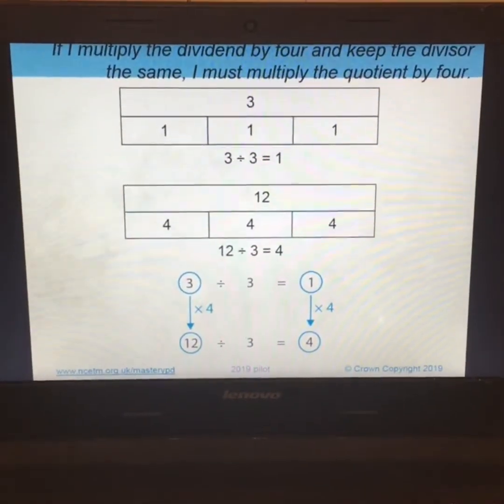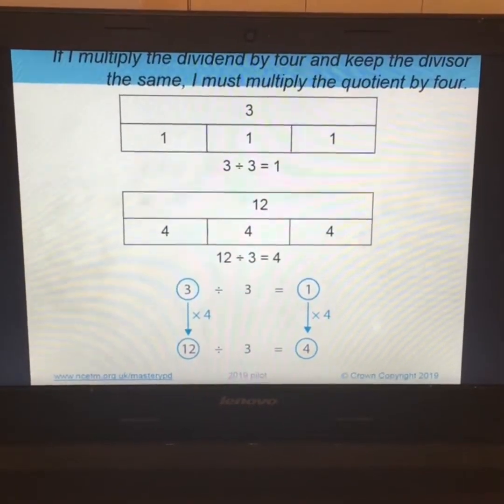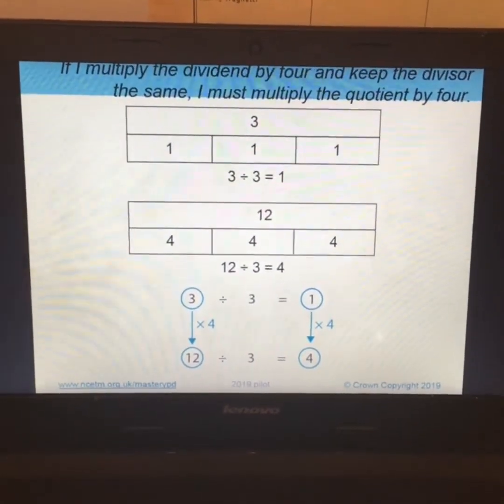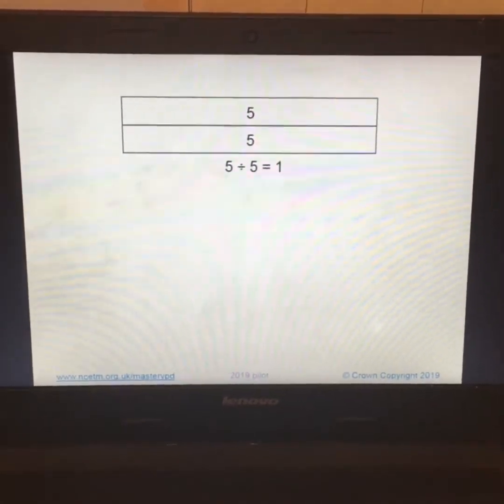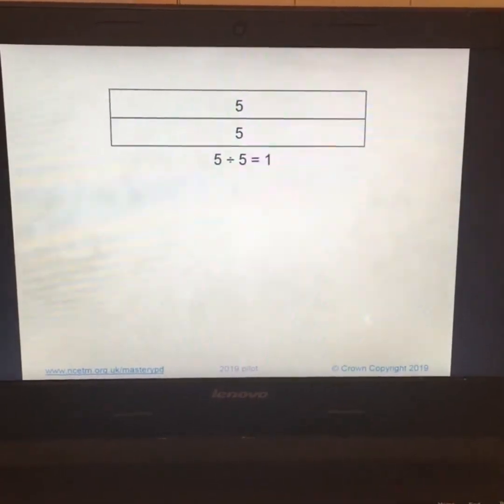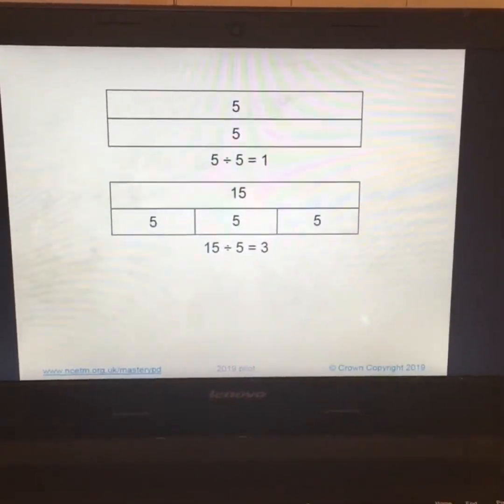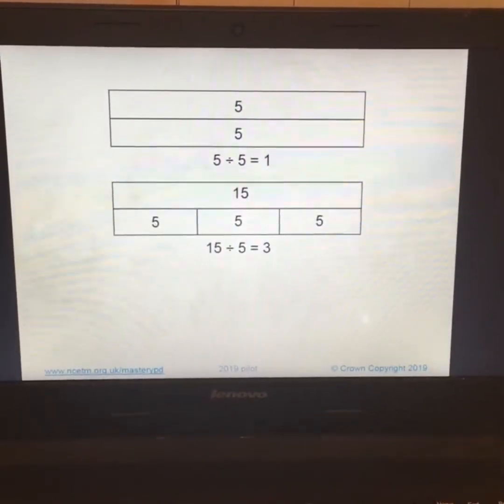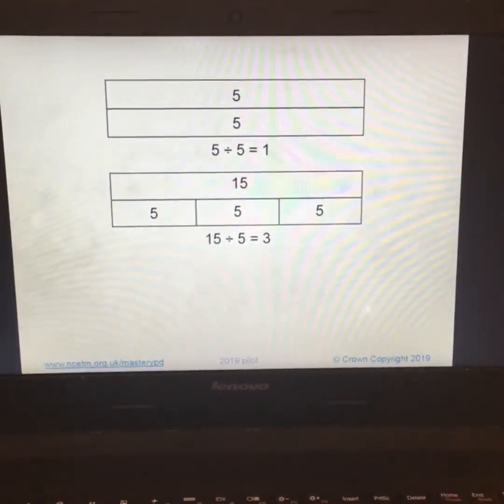So there we go. If I multiply the dividend by 4 and keep the divisor the same, I must multiply the quotient by 4. Right, 5 divided by 5 is 1. 15 divided by 5 is 3. Can you explain the relationship here?